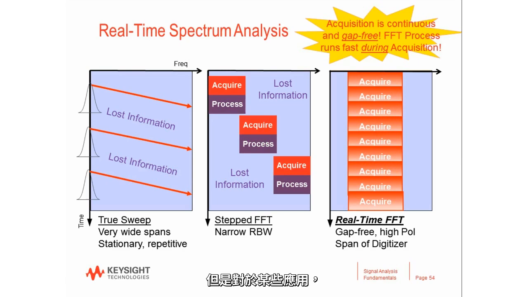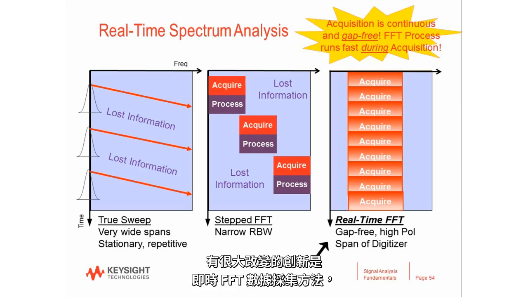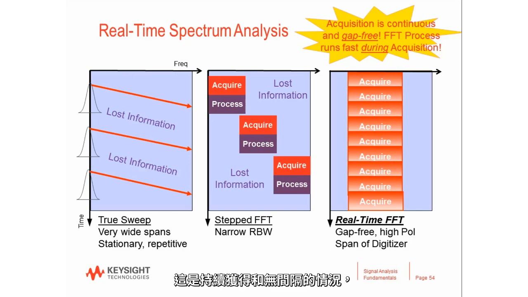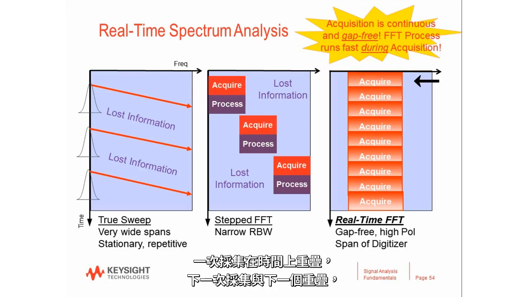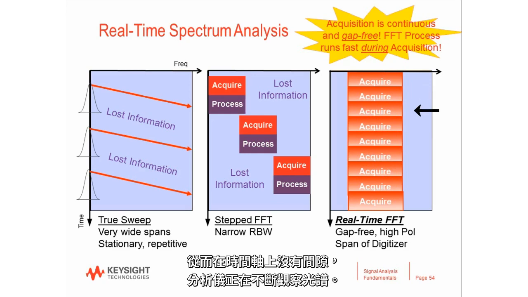But the innovation that has made a huge difference to some applications is the real-time FFT data acquisition method. This is a case where the acquisition is continuous and gap-free. What I've tried to show here is that the acquisitions overlap each other. One acquisition is overlapped in time with the next one, which is overlapped with the next one, so that there is no gap down the time axis.